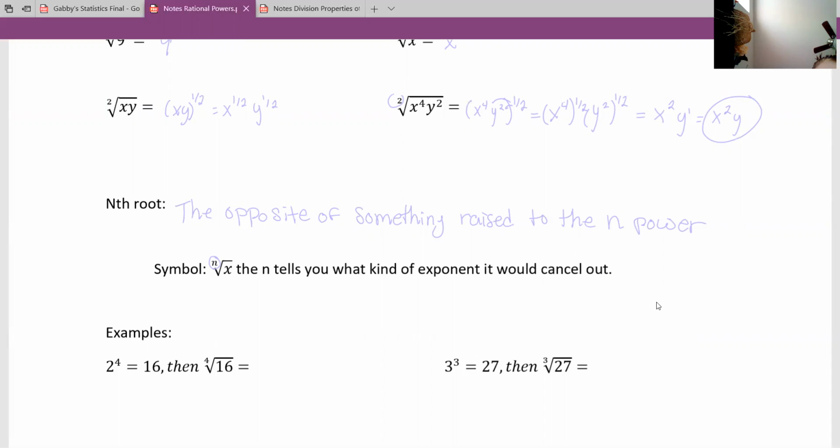So for example, 2 to the 4th is really 16. So if I take the 4th root of 16, my answer will be 2. 3 to the 3rd is 27. If I want to take the cube root, or the 3rd root of 27, my answer is going to be 3.